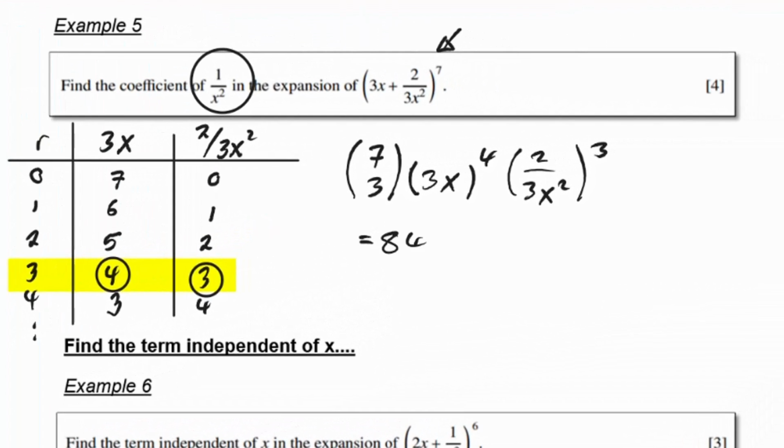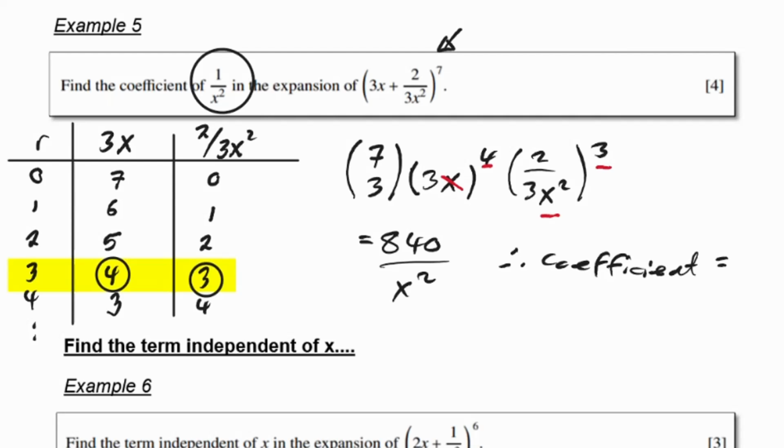So 840, and for the x terms we have x to the power of 4 divided by x squared to the power of 3, which is x to the power 6. So x to the power 4 over x to the power 6 gives us 1 over x squared. So basically we have here 840 over x squared. So that's how we get the term in 1 over x squared. Therefore, the coefficient which the question requires us to find is 840. So 840 is the answer, and that's how we do it.